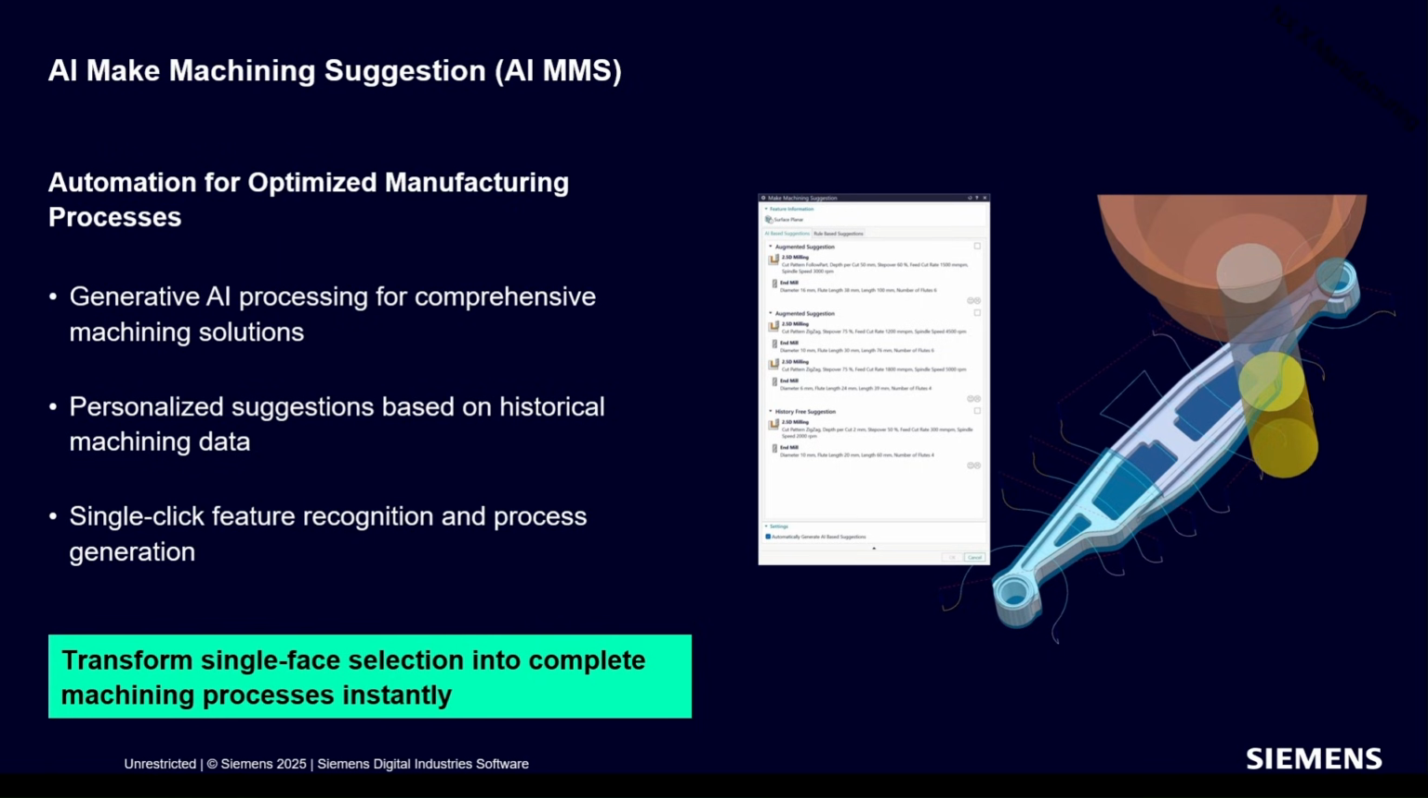In this session, we are going to see in NX CAM how you can use artificial intelligence to make machining suggestions. By using artificial intelligence, you can automate and optimize manufacturing processes, with generative AI processing for comprehensive machining solutions, and personalized suggestions based on your historical machining data.